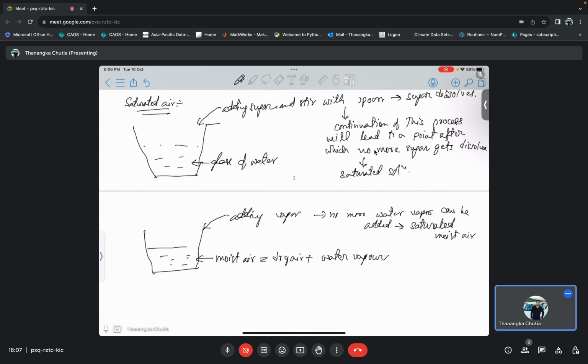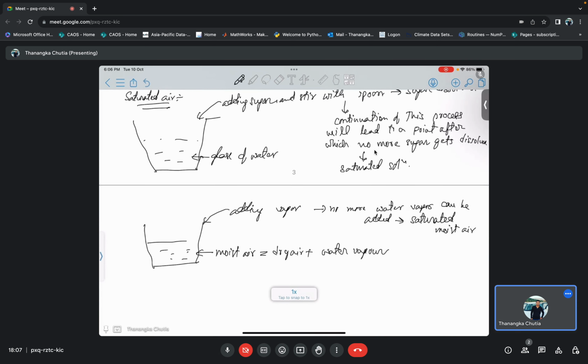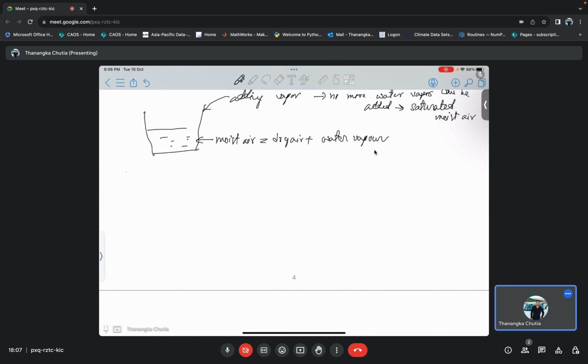Now after this we will need to know properties of psychrometry. So we should know some properties of psychrometry. The first property is humidity ratio. So what is humidity ratio?